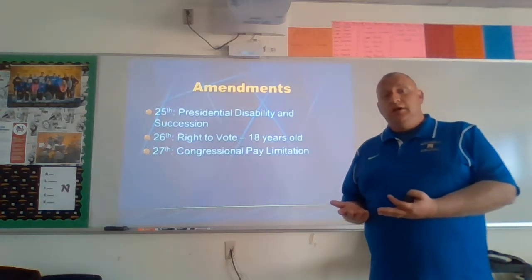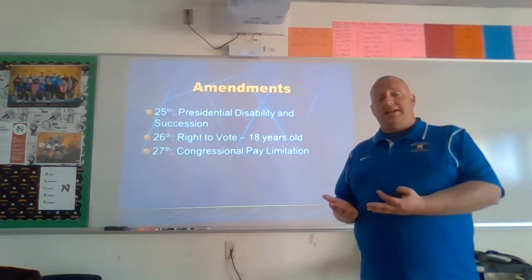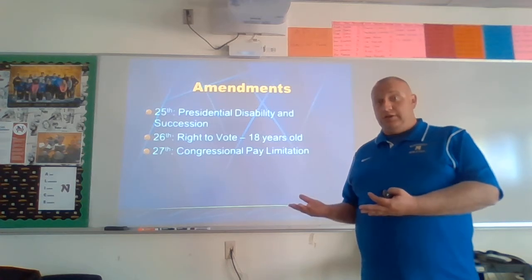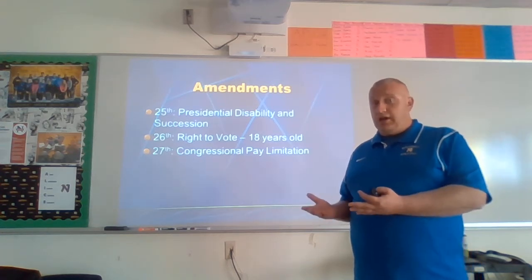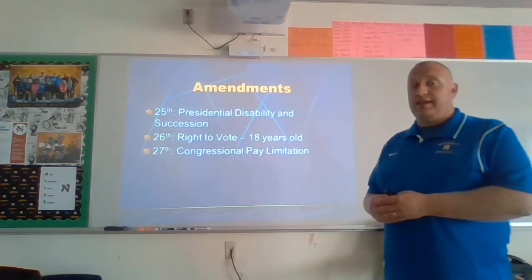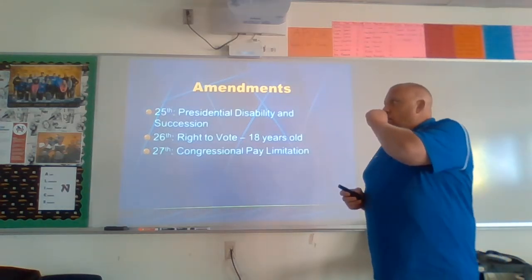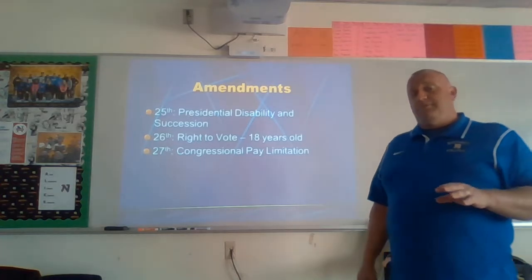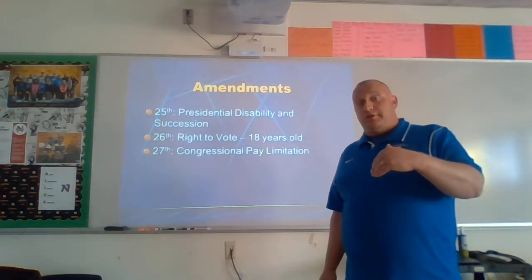This happened during Ronald Reagan's time in office. He was shot. There was an attempt at an assassination. When he was shot and he was in surgery, George H.W. Bush, who was his vice president, was technically serving as president during that time period. Now, all of that is under presidential disability, but succession goes even farther.